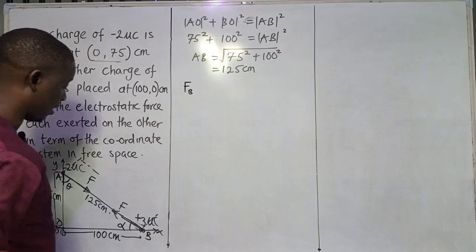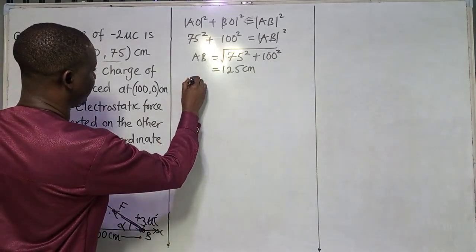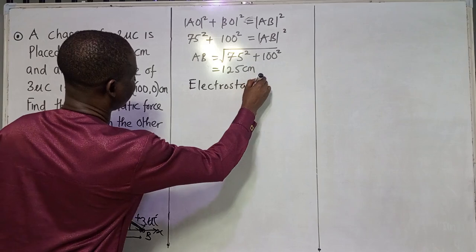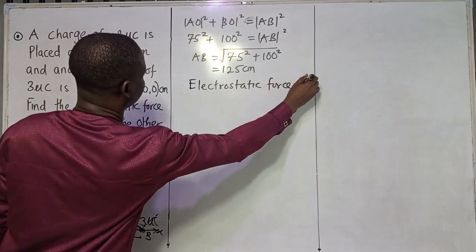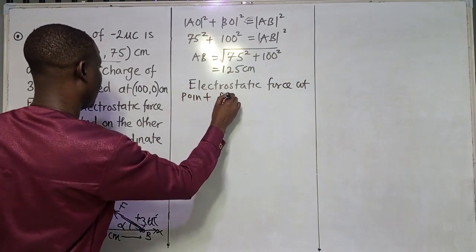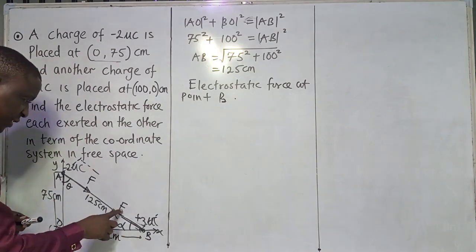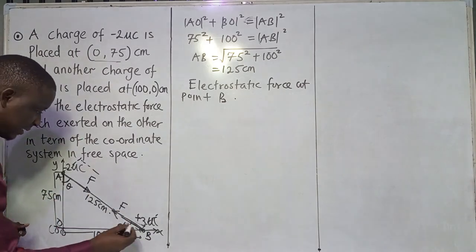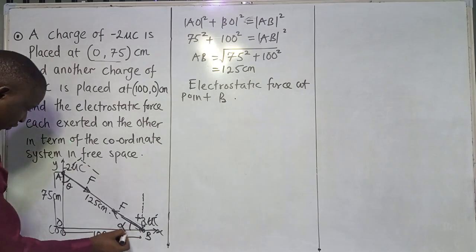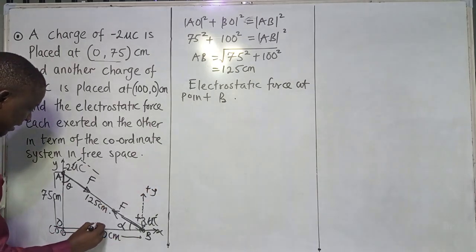Now, let's see. FB. That means F at B now, the electrostatic force at point B. What do we do now? Look at the board. Let's resolve this F into horizontal and vertical, knowing that this is vertical and this is horizontal. So this is plus y and this is minus x.